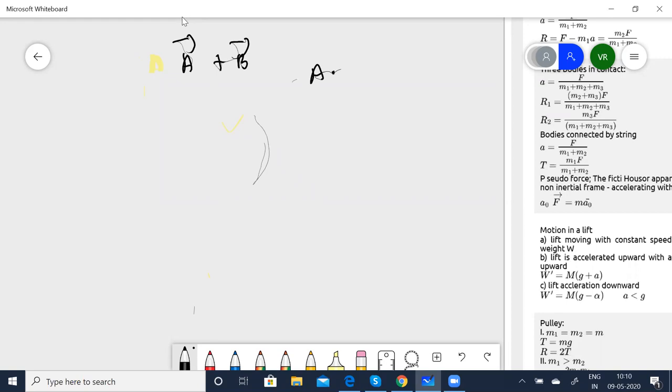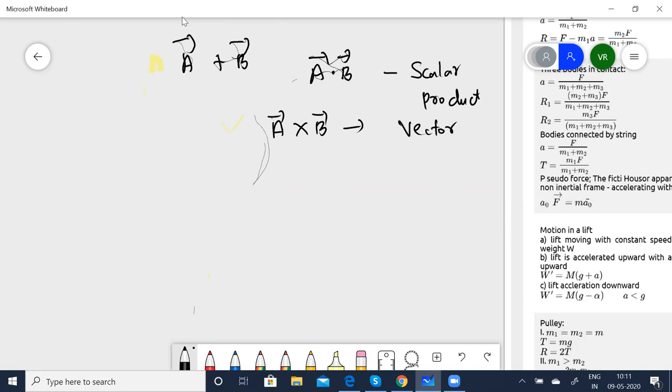That is A vector dot B vector, which is now going to be the scalar. This is called the scalar product. Same way, A vector cross B vector is now going to be the vector product. That is called the vector.